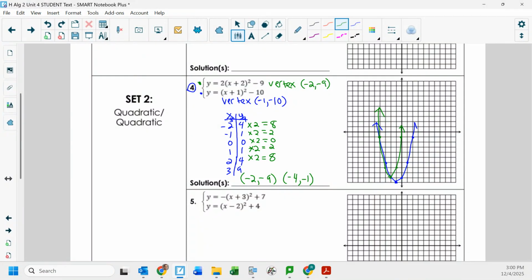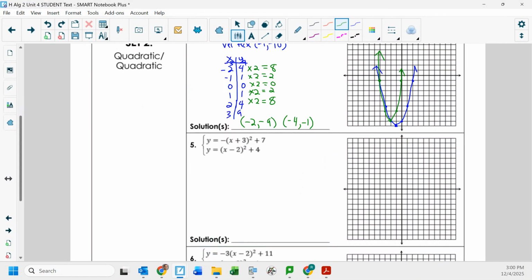All right, I want you to pause the video for a moment and try doing number 5 on your own. Okay, for number 5, the first one would have a vertex of -3, 7. And it's opening down because of the negative. So I would just go left 1, down 1, right 1, down 1. I would go left 2, down 4. And then right 2 for my vertex and down 4.